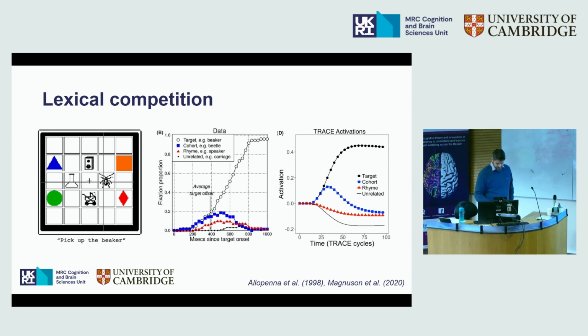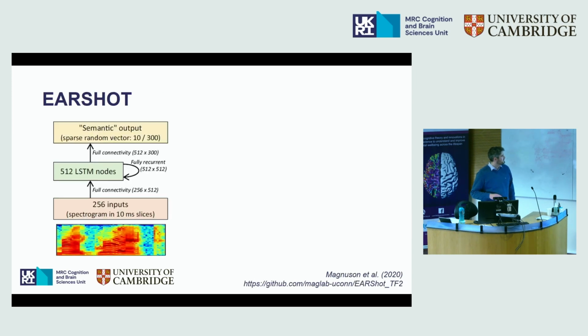As I said before, we used an artificial neural network which was published recently. It was coined as EARSHOT. This is a simple recurrent neural network. It has a speech spectrogram as an input, so real speech, and it has one layer of recurrent units, which in this particular case are long short-term memory units. This is a bit more advanced kind of recurrent neural network than the simple recurrent neural networks Yasha was talking about, and then it generates a semantic output for the words.